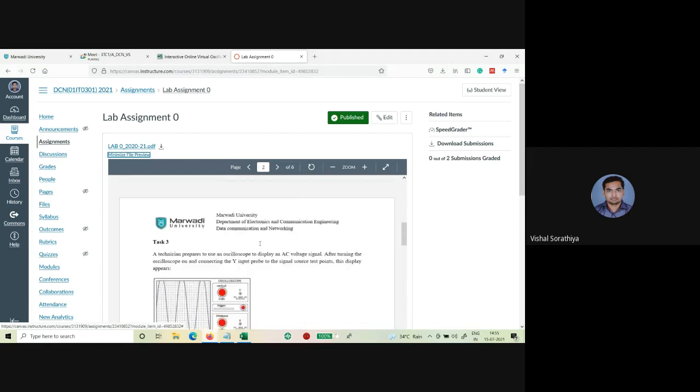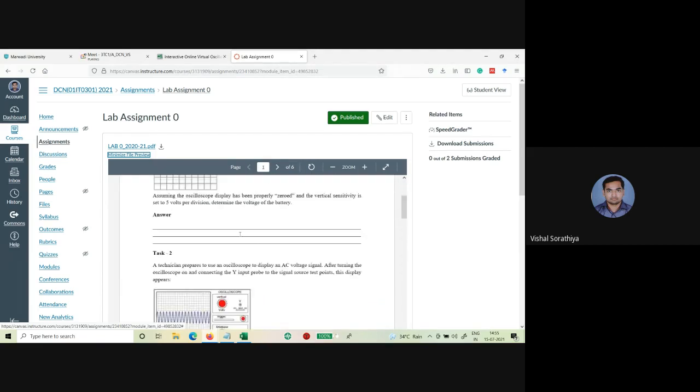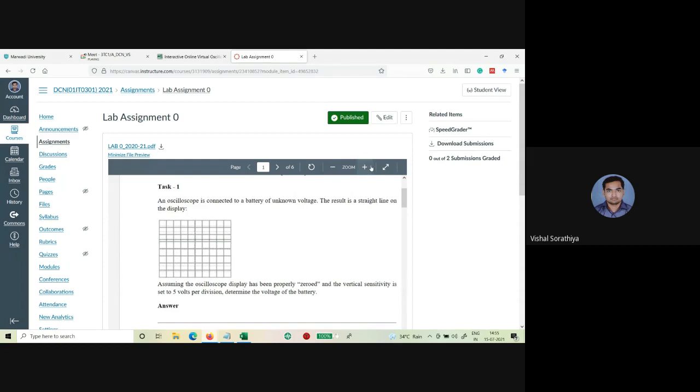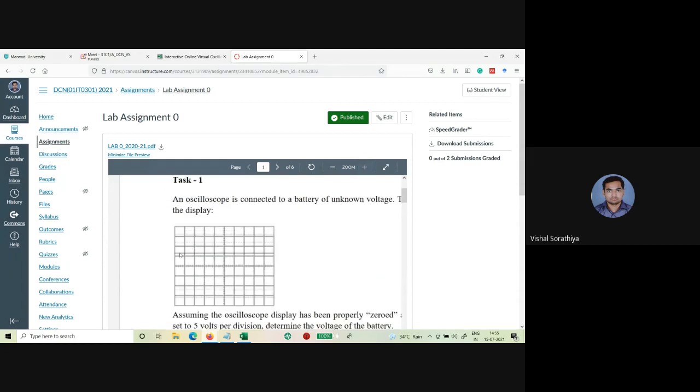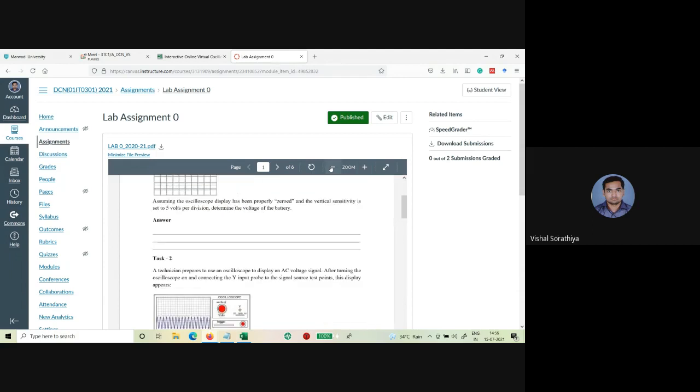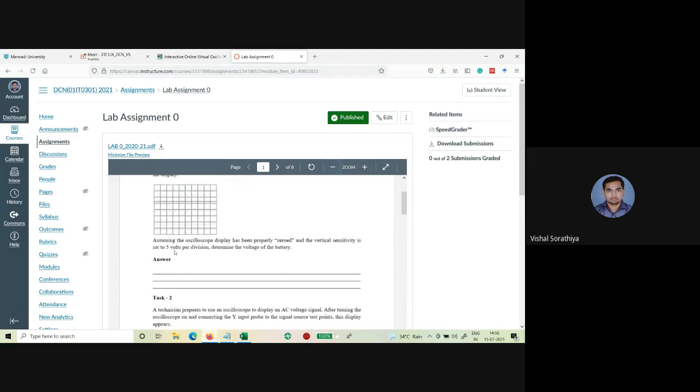Now what is in the task? They have some questions. Like right now, this oscilloscope has an unknown battery voltage. The result is just a straight line in the display. Over here there is a blue line, which is nothing but your display. Now we need to identify the voltage of that. If one box is considered as 5 volt per division, determine the battery voltage.